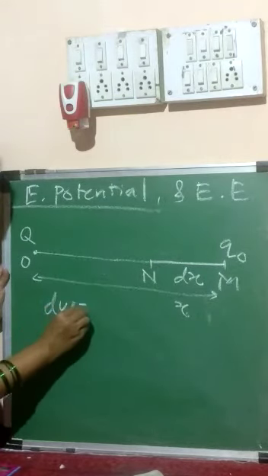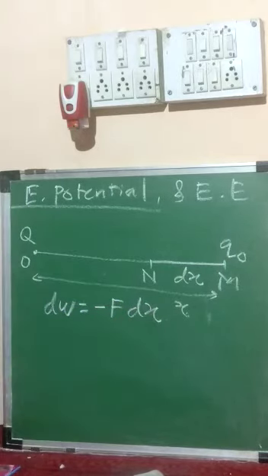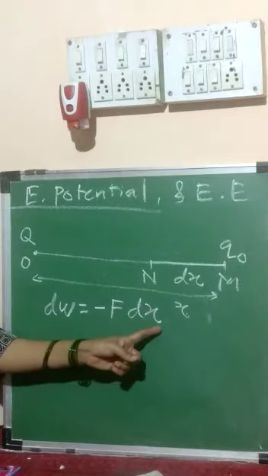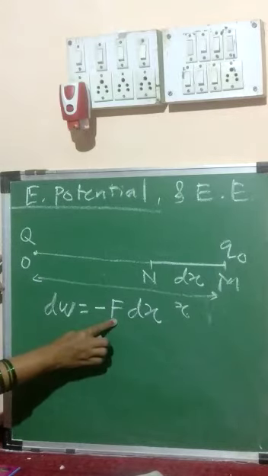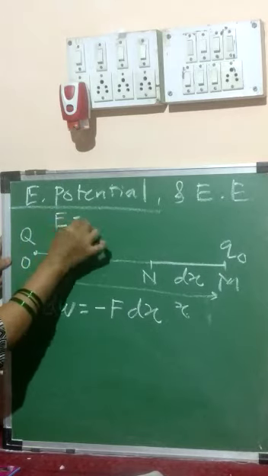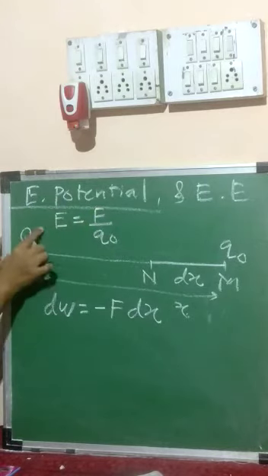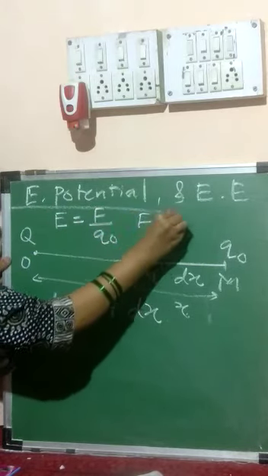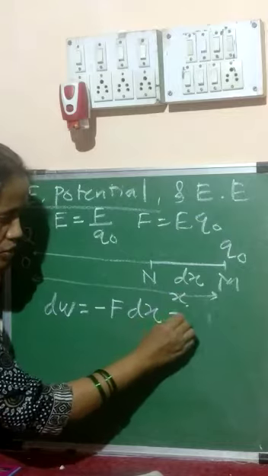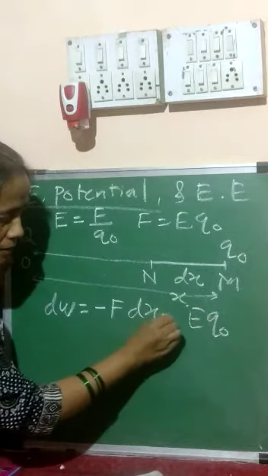at that time a small work is done. That work done is equal to minus F into dx. The minus sign indicates that the direction of force and the direction of displacement are opposite to each other. Now instead of this force, we can use the 11th standard definition of electric intensity: electric intensity E is equal to F upon Q0. From this formula, F can be written as E into Q0. I can substitute that value here, so instead of F, I substitute E into Q0 into dx.